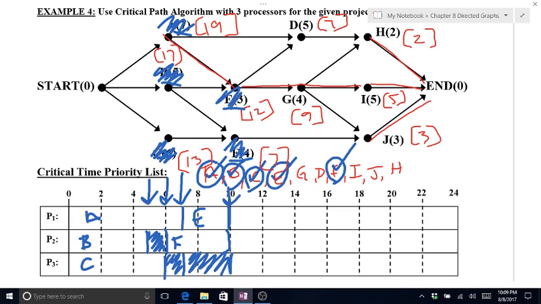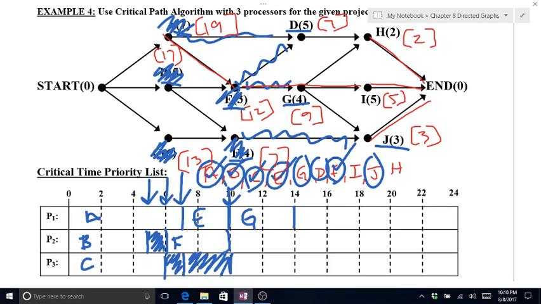All right, so we're finished, finished, finished, finished. That means D, G, and J are all opened. D, G, and J. So G should be scheduled first. That's 4 minutes. D should be scheduled second. That's 5 minutes. J should be scheduled after that. That's 3 minutes.